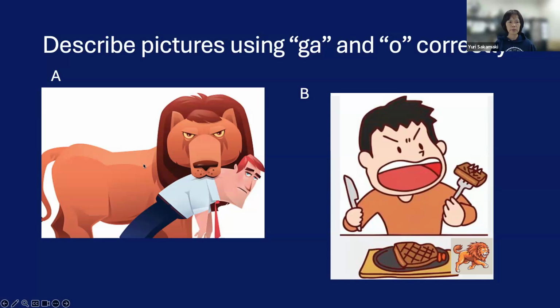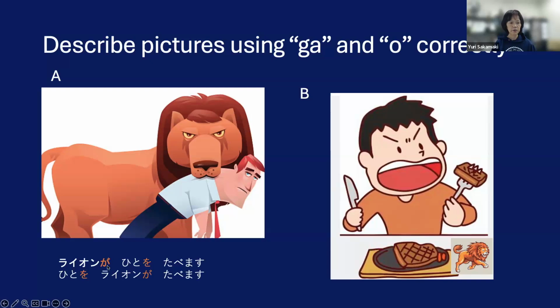Okay, so picture A, lion. Lion is an eater, so he is the action taker. So we're going to say lion ga, and then the person is the one that gets to be eaten. So hito o, and the action is tabemasu, tabemasu. So B, it's a person who eats. So hito ga, and let's just imagine this is lion meat. There's a little lion there. Lion o tabemasu.